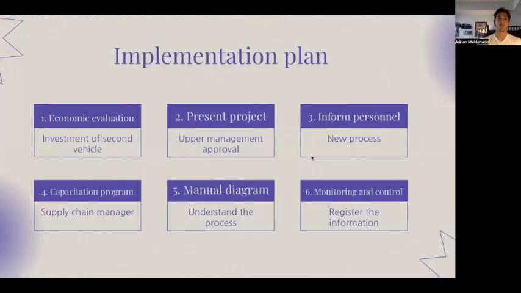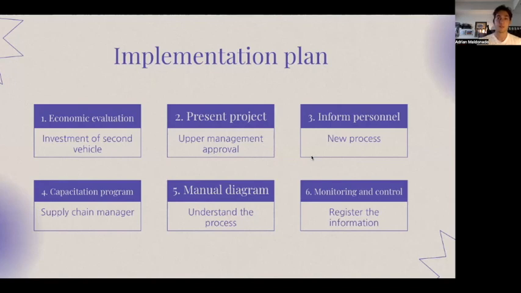The implementation plan is to first generate an economic evaluation of the investment. Then the project will be presented to the upper management, where they will have to approve the investment. Then all the personnel in the supply chain will be informed of the new process that will be implemented, and during a period of 2 weeks, a capacitation program will be implemented on how to use the Excel to plan the new routes. Also, a manual and process diagram will be made, which will facilitate the transition.